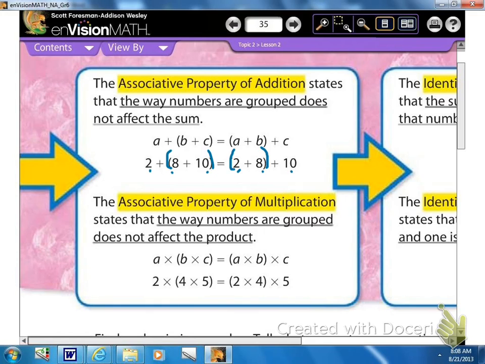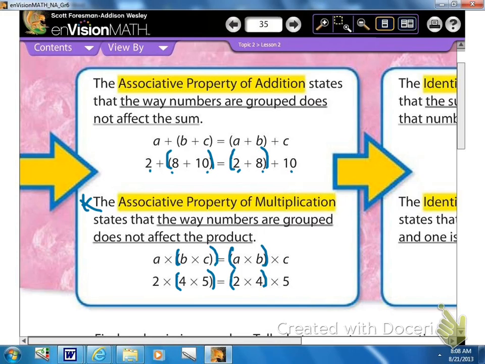So look at multiplication. It's the same thing. The associative property of multiplication states that the way the numbers are grouped does not affect the product. So we have A times B times C first is going to equal, well, A times B first times C. They give us some numbers here. 2 times 4 times 5, multiplying 4 times 5 first, does it equal 2 times 4, multiplied first, times 5?